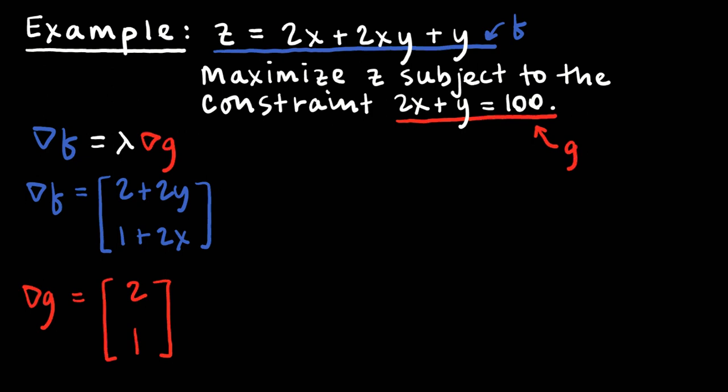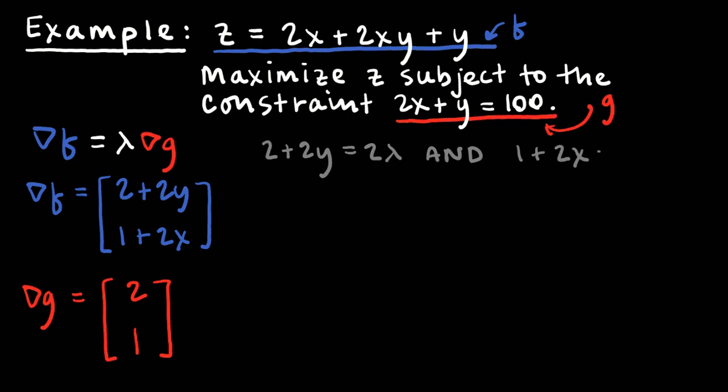Okay? So now I've got all of this. Gradient f, so 2 plus 2y equals lambda times gradient g. Well, that tells me that the upper component is equal to lambda times 2, which I might call 2 lambda. And then also, and I also know that 1 plus 2x equals 1 lambda. Okay, really we have 3 variables, and so we would need 3 equations to get a unique solution. But our third equation is g, that 2x plus y equals 100, and we'll go in and use that in a little bit.